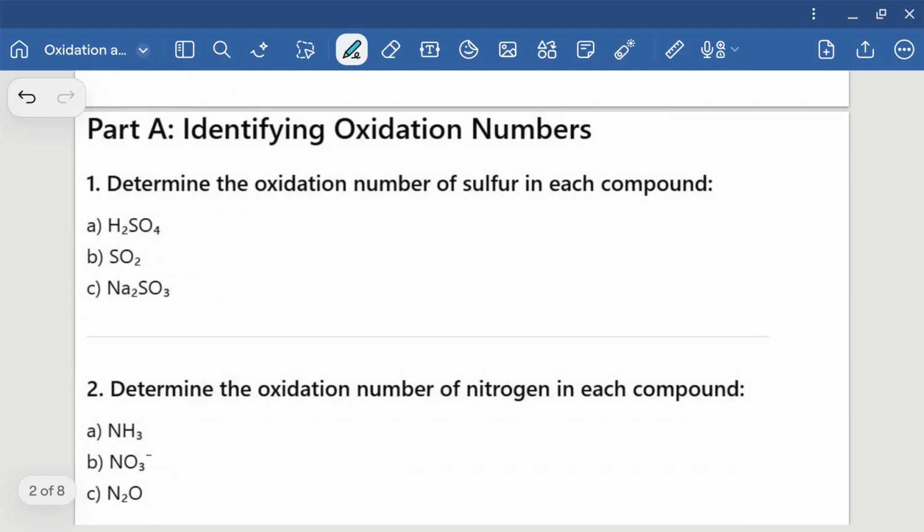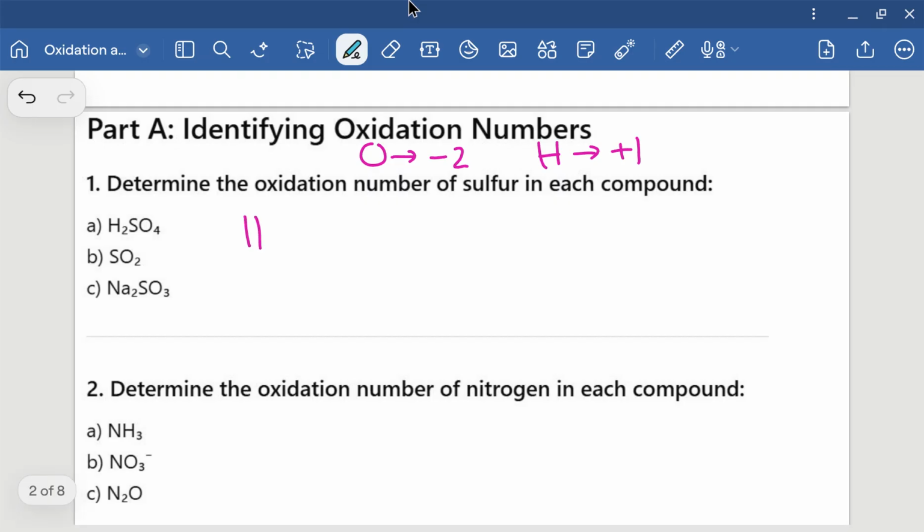So the very first one is identifying oxidation numbers, particular atoms within a compound. To do that, you do want to remember that oxygen is always -2 unless it's part of a peroxide, and hydrogen is always +1 unless it's directly bonded to a metal, then it's -1.